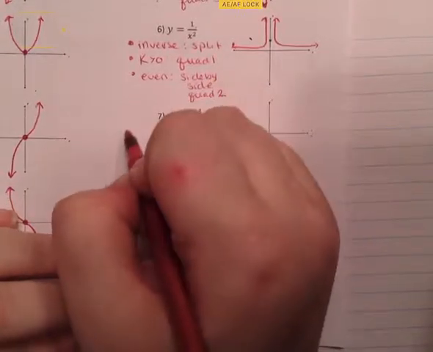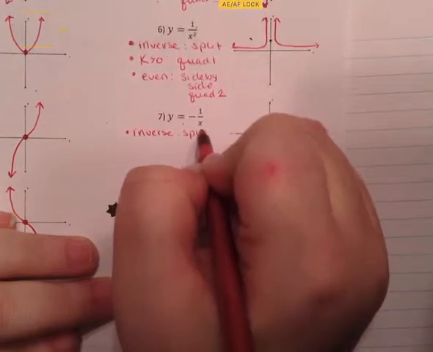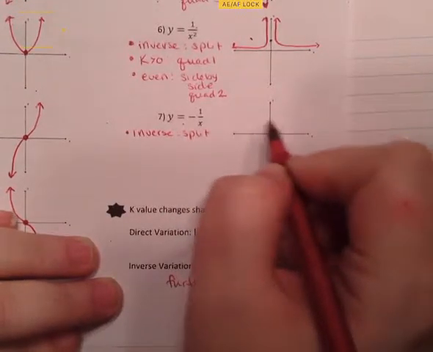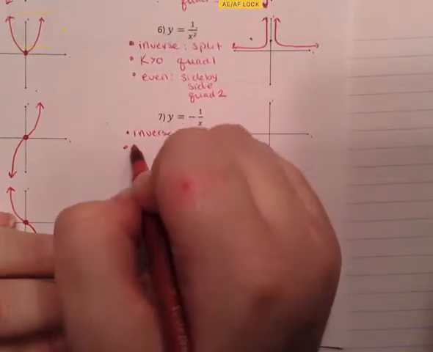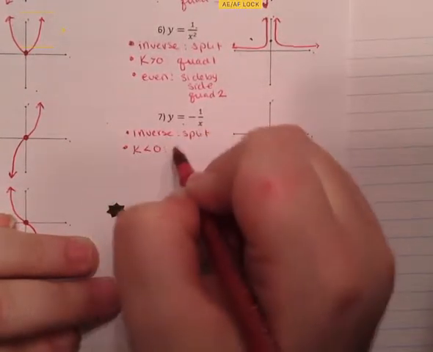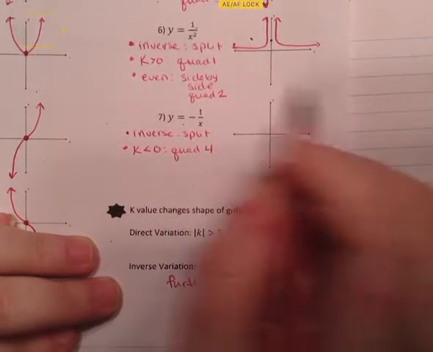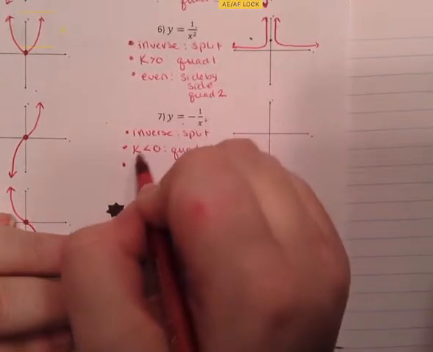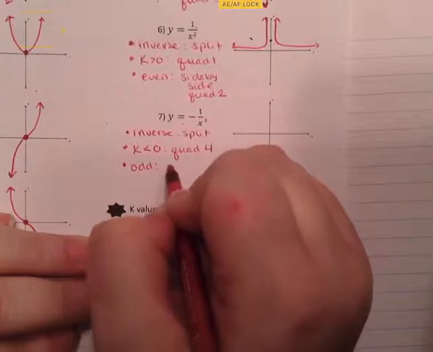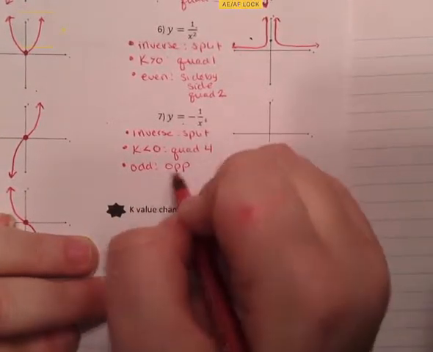On this last example, we again have an inverse variation. So it is split. Will not go through 0, 0. It will curve along the axes. Our k value is negative 1, so we have k is less than 0, which means it has to go through quadrant 4. So it's going to start in quadrant 4. And then we look at our exponent. Again, our exponent is 1, so that's an odd exponent. That means opposite quadrants. So opposite of quadrant 4 would be quadrant 2.